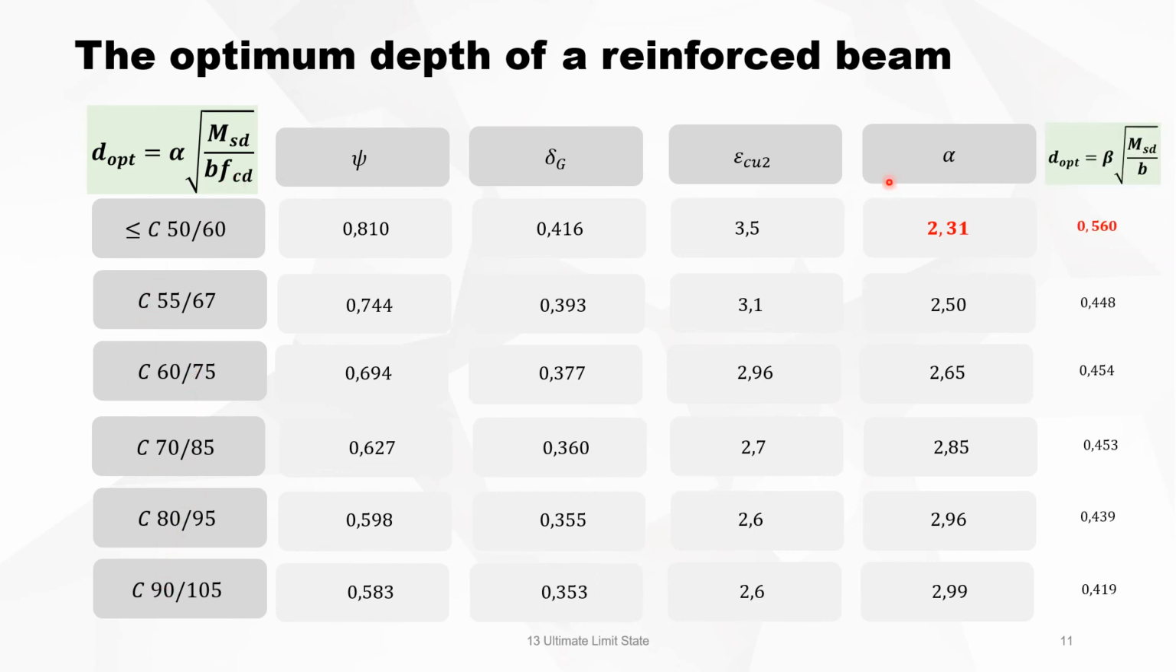If we do that, then we have a new formula. I call it now beta, just took FCD out. And then with this formula, the formula itself is independent of the concrete grade. So now you will see that the coefficient beta, which is of course dependent on the concrete grade, gives the result that you expect, which is logical. The stronger the concrete, the smaller the optimum depth will be.